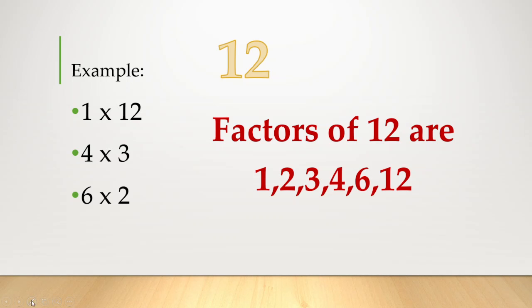As you noticed, they come in pair. So 1 times 12, 2 times 6 is 12, 3 times 4 is 12. So those are the factors of 12. They come in pair. Pag in-arrange mo sila, yung in and out, yun lang po ang magka-pair noon. Okay? Next.